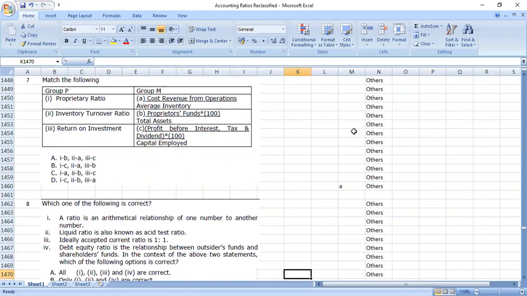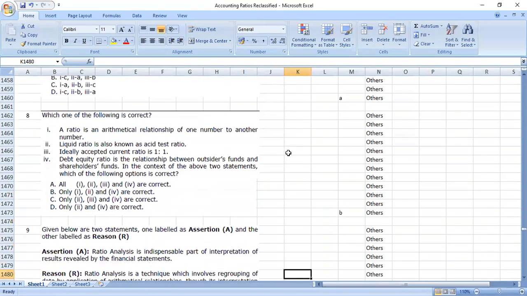Proprietary ratio is equity divided by total assets, or equity divided by equity plus debt. So 1B, proprietors' fund divided by total assets. Inventory turnover ratio, cost of revenue from operations divided by average inventory. So 2A, 1B, 2A. Option A is the correct answer, my dear children. And return on investment has its own formula. So correct. All right, children, moving forward, which one of the following is correct?